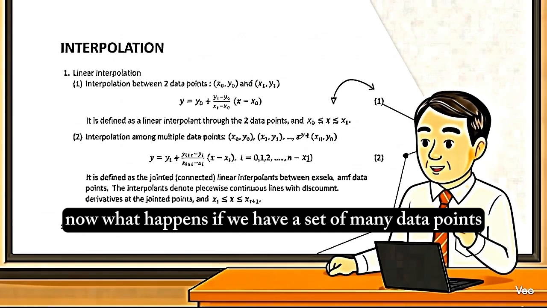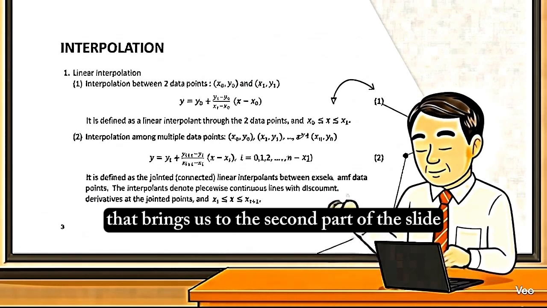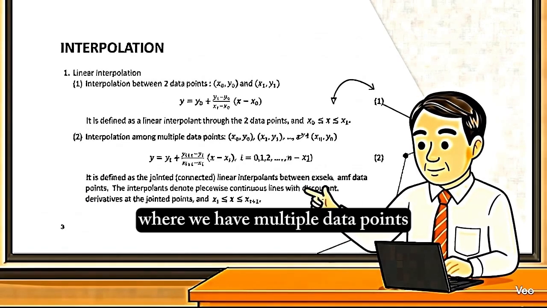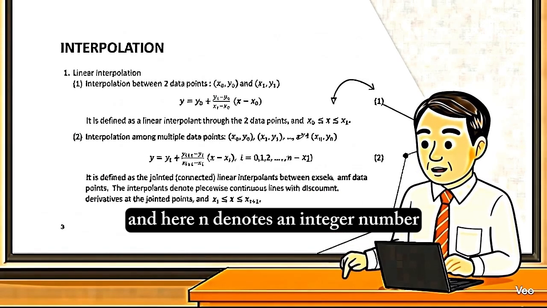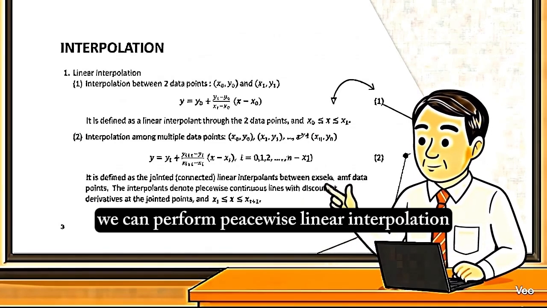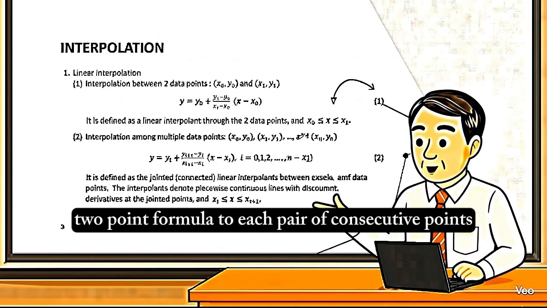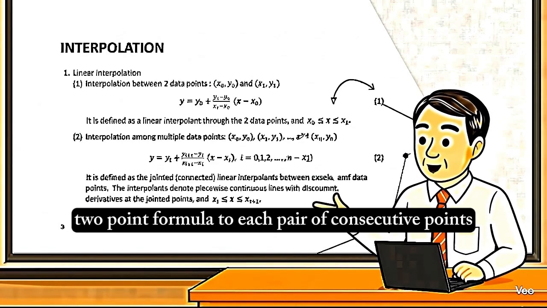Now, what happens if we have a set of many data points, not just two? That brings us to the second part of the slide, where we have multiple data points, and here n denotes an integer number which can be much greater than 1. We can perform piecewise linear interpolation. This is where we apply the simple two-point formula to each pair of consecutive points.